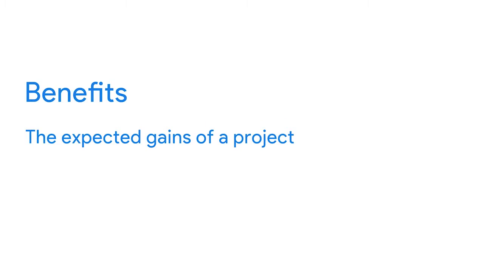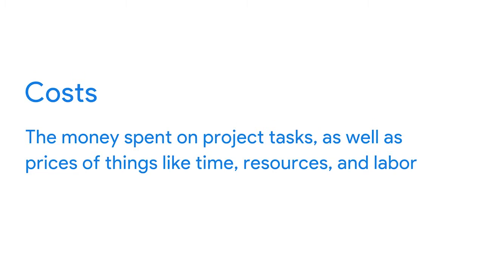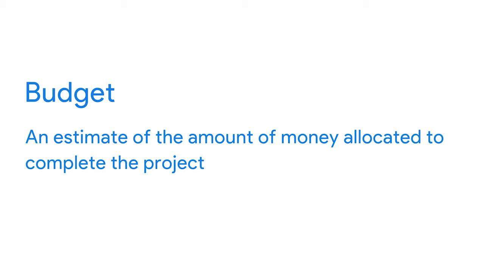After you've figured out the scope of your project, you'll need to focus on project benefits and costs. Benefits are the expected gains of a project. These can be direct monetary gains or indirect benefits, like an improvement in customer engagement or satisfaction. Costs refer to the money spent on project tasks and the prices of things like time, resources, and labor. Costs can be evaluated and managed using a project budget. A budget is an estimate of the amount of money allocated to complete the project.